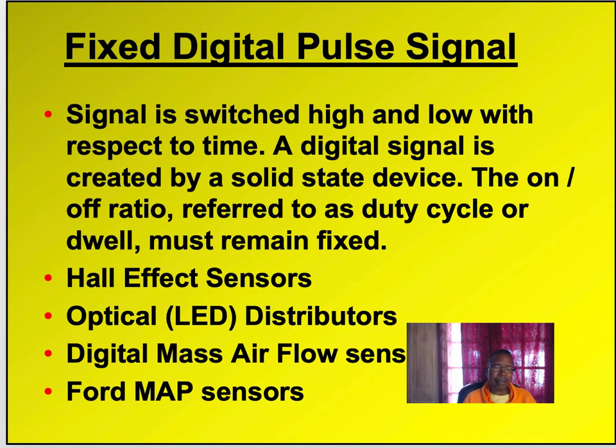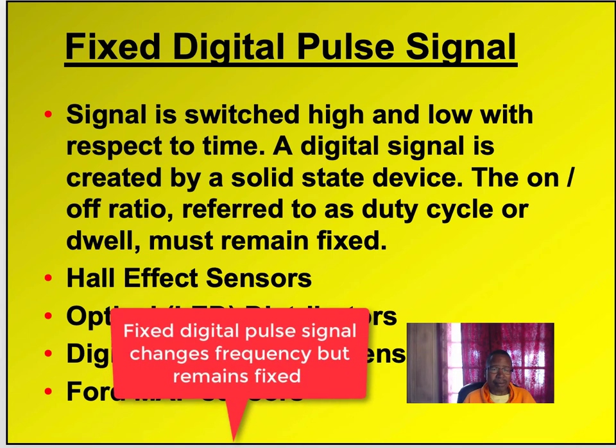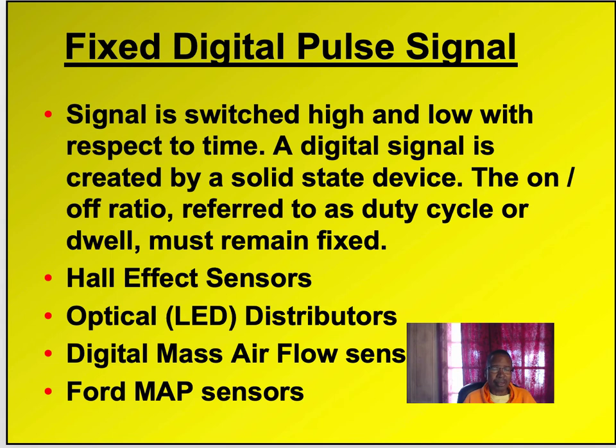Hall effect sensors, optical sensors, digital mass airflow sensors, or MAP sensor. For instance, on a MAP sensor, as the speed increases, the frequency increases. Okay, but the duty cycle will be the same. It would be a 50% duty cycle. It wouldn't change. But the frequency would change with the increase in speed, just like on a MAP, Hall effect, optical sensor. My frequency increases, the signals you see per second increase, but my duty cycle will remain fixed.